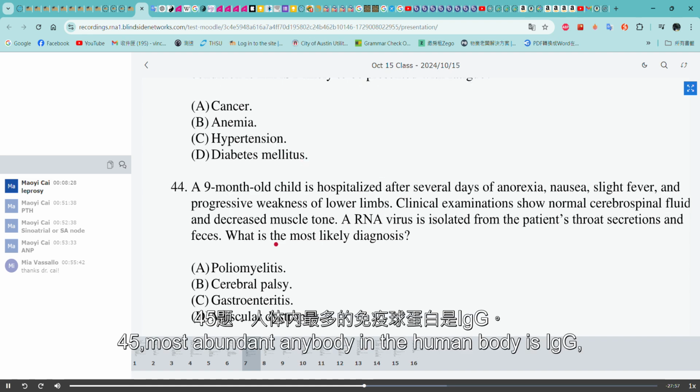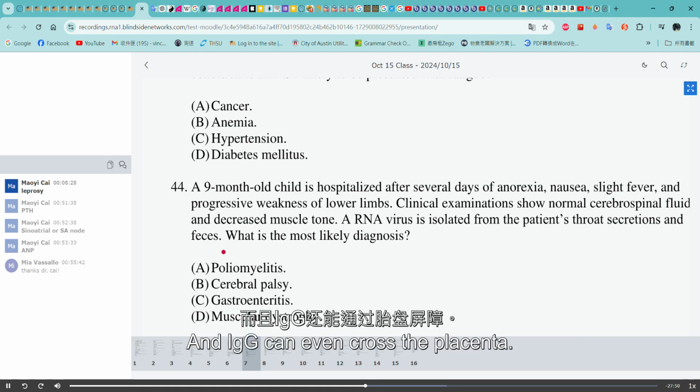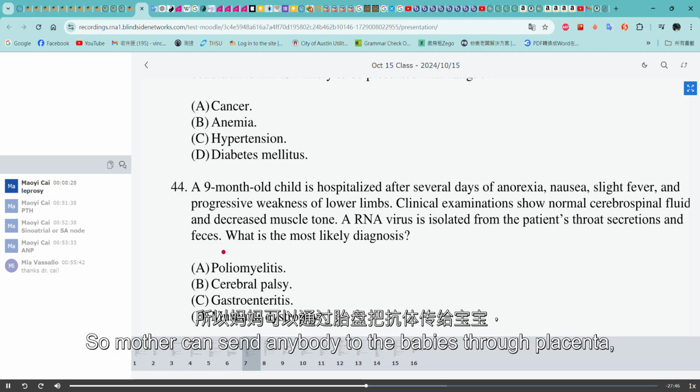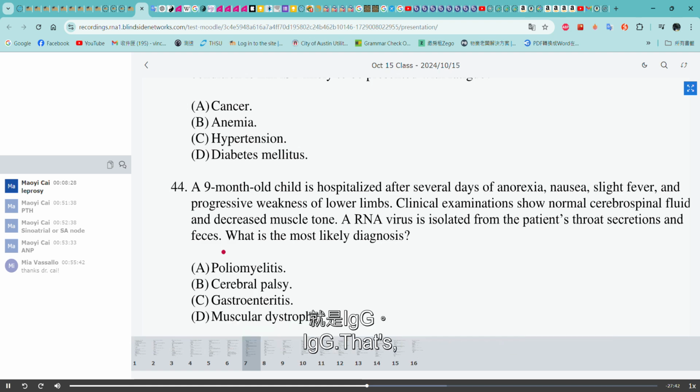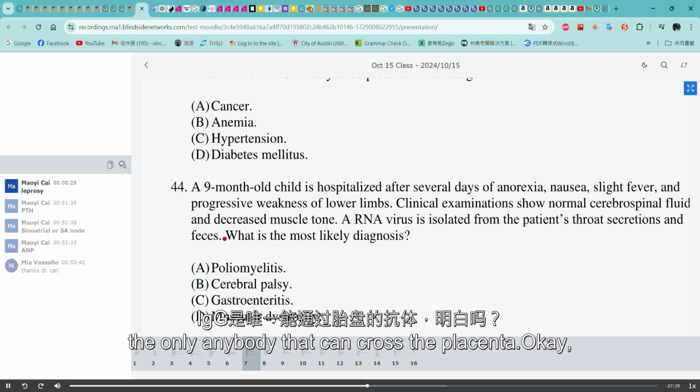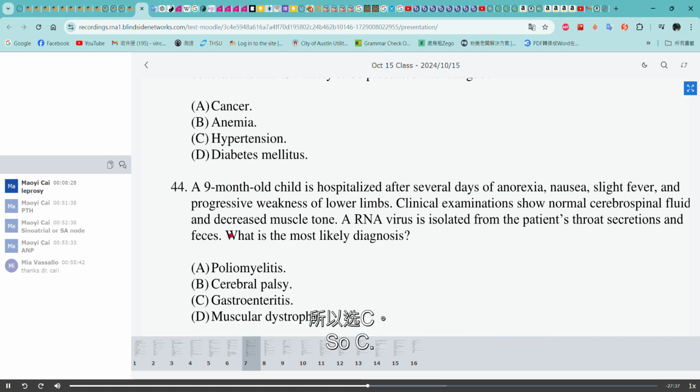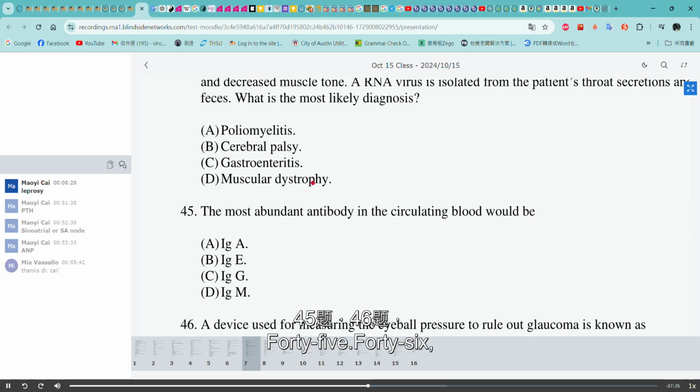45. The most abundant antibody in the human body is IgG. And IgG can even cross the placenta. So the mother can send antibody to the babies through the placenta. IgG is the only antibody that can cross the placenta. Okay, so C. 45.